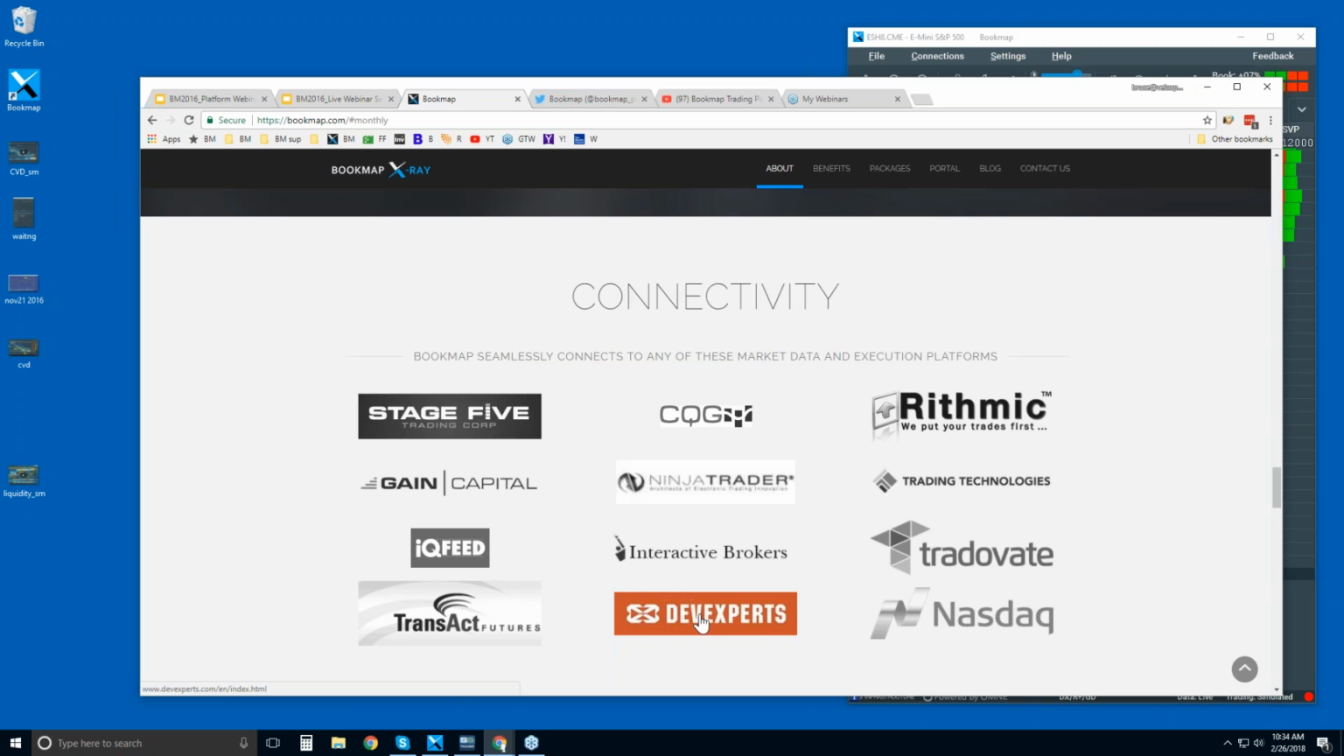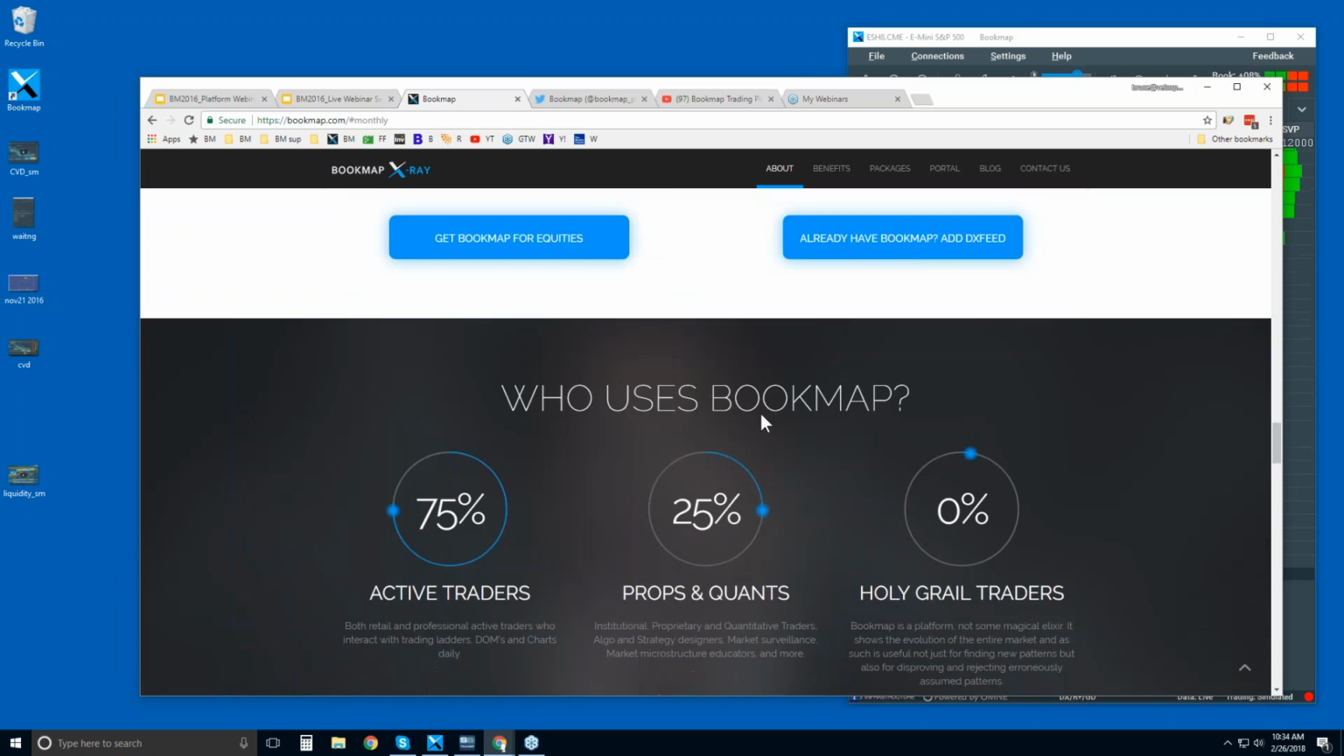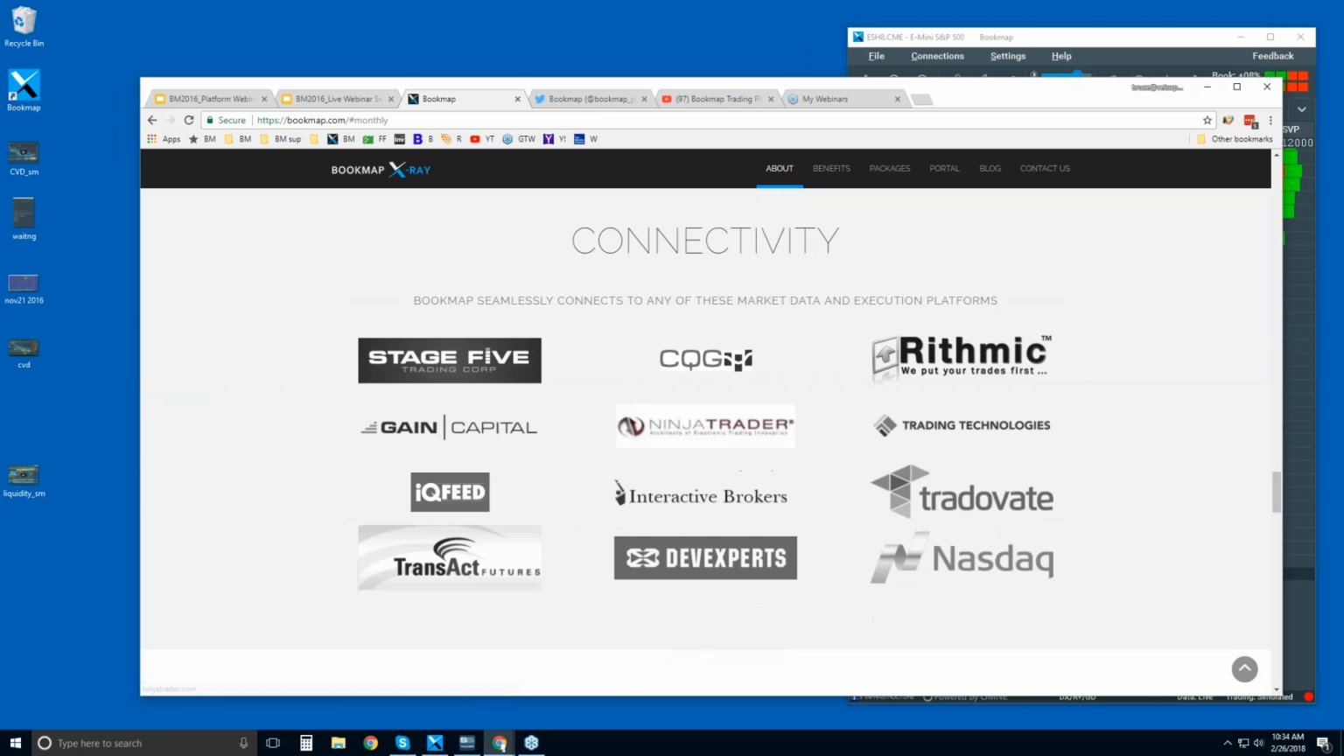Now, the Dev Experts offering is that NASDAQ total view, and that's what I was just referring to up here. It's a very low latency feed. It's an excellent feed. You get full depth of data, full depth of market, and we can take a look if you guys have any questions about that. Other data feeds that offer full depth of market are CQG and Rhythmic. That's it as far as I know.